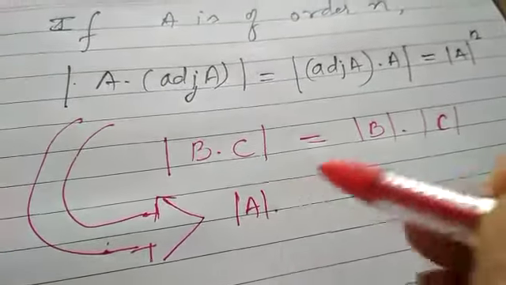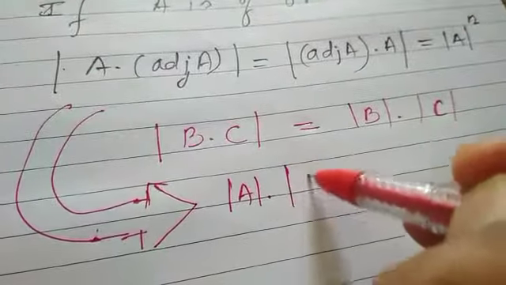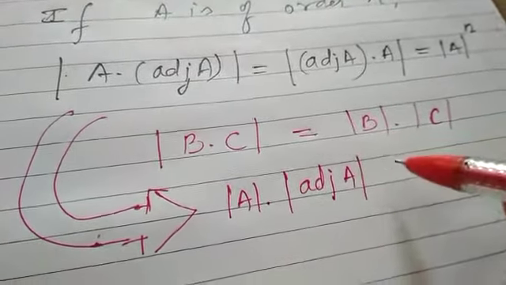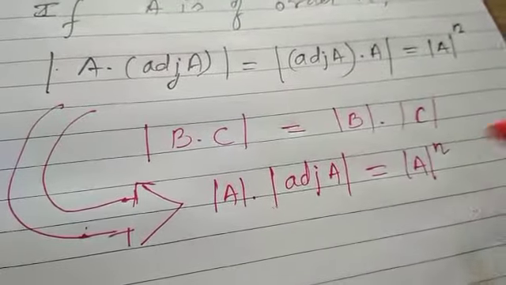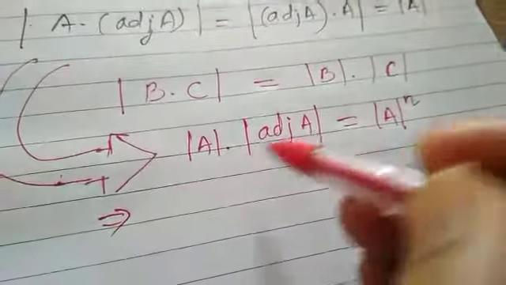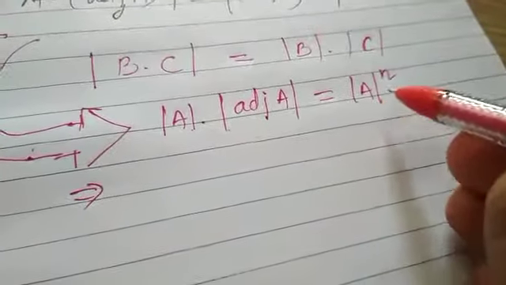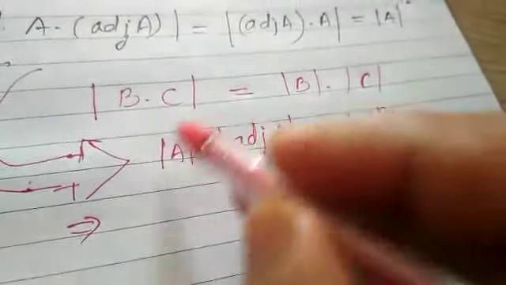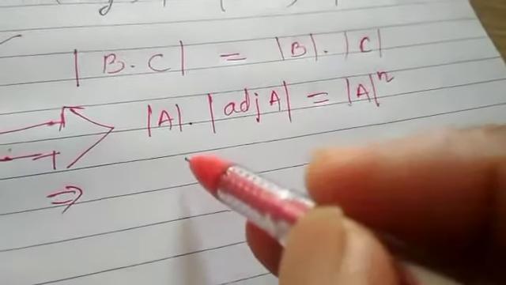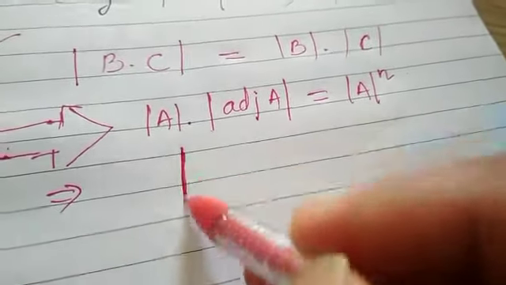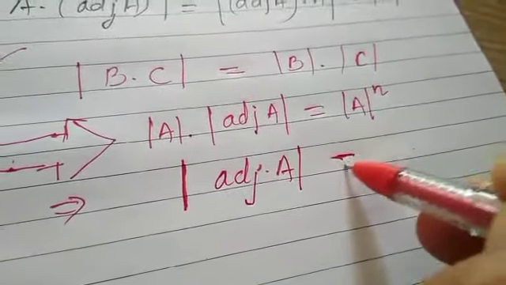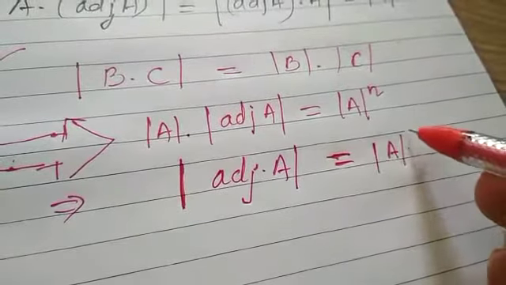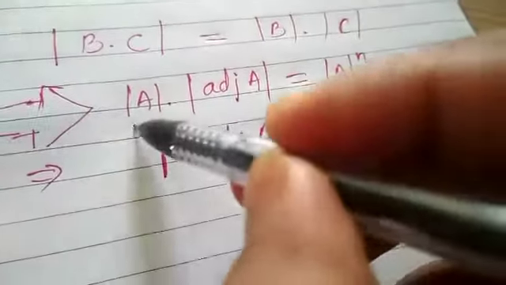So I will write determinant of A dot determinant of adjoint of A, which is equal to determinant of A to the power n. Now if you divide the entire equation by determinant A, then one power will be reduced over here. So I'll get the determinant of adjoint of A will always be equal to determinant of A raised to n minus 1. This is a very, very important result.